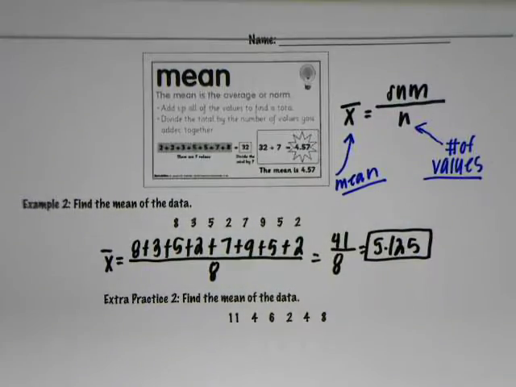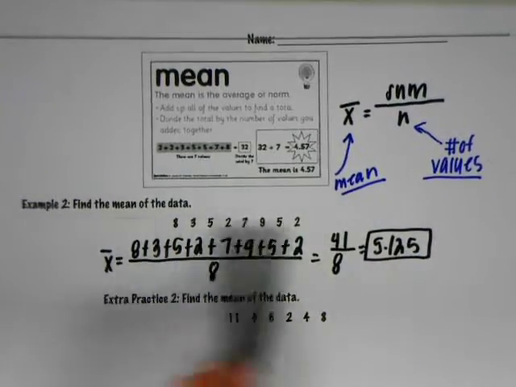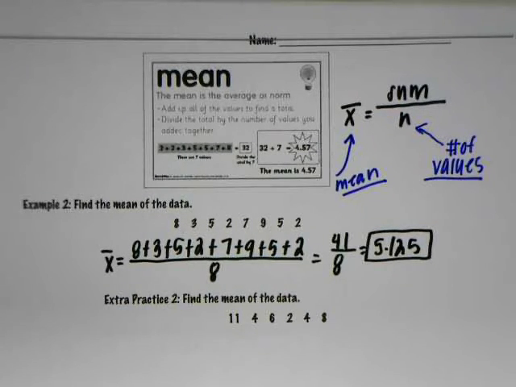Why do we use 8? Because there's 8 numbers. Oh, yeah. Make sense? Okay, you guys try to find the mean of the second one.